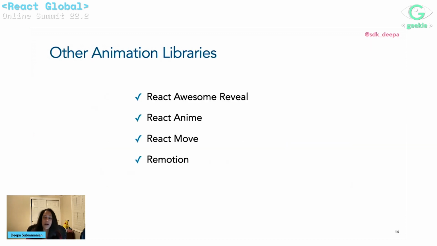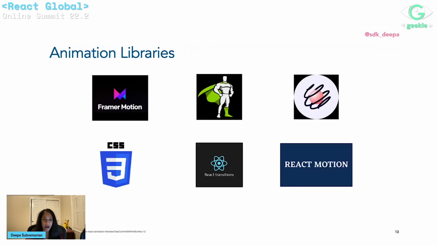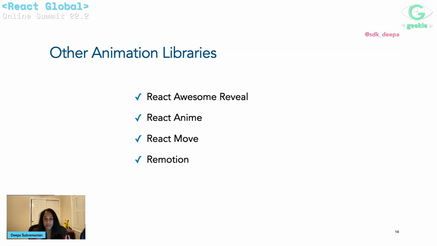There are also other libraries. These are also popular, but we will just quickly skim through the first three on this slide. We're going to be talking about these, right? So there's something called React Awesome Reveal, React Anime, React Move, and Remotion.